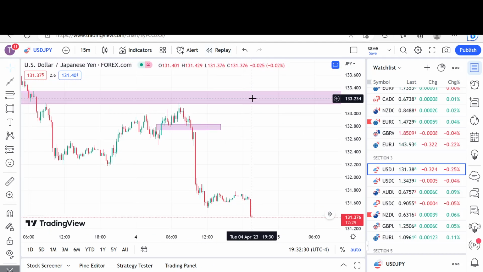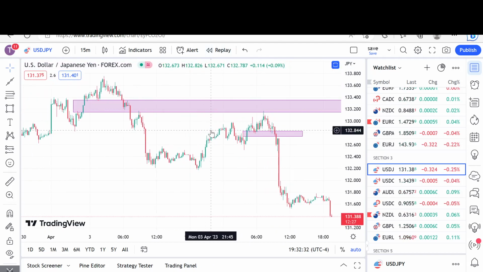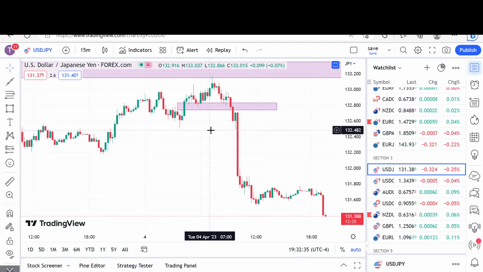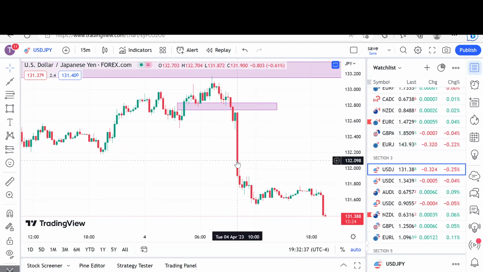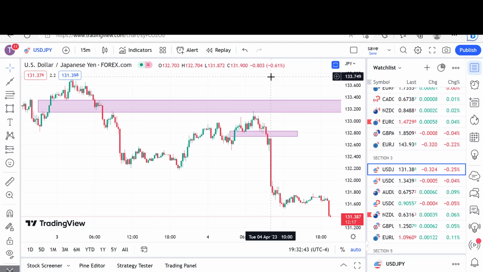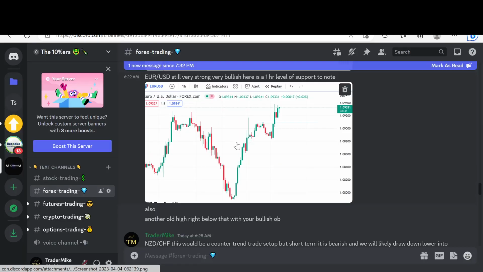I don't have a crystal ball. I didn't think it was going to get destroyed that much, but that's what happened. And it's mainly because we had news come out. So news came out and this thing just got demolished after that. But I don't get them all right. Okay, I don't get every trade right. I'm not acting like I do.